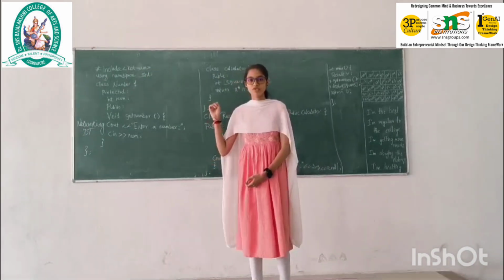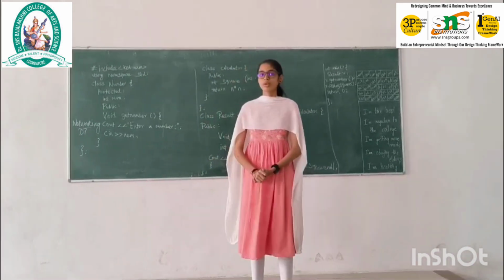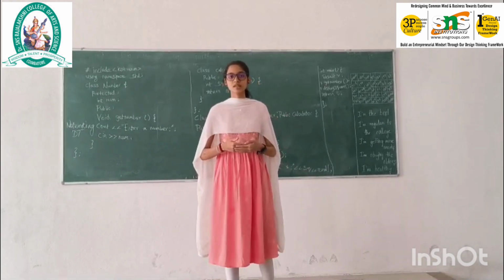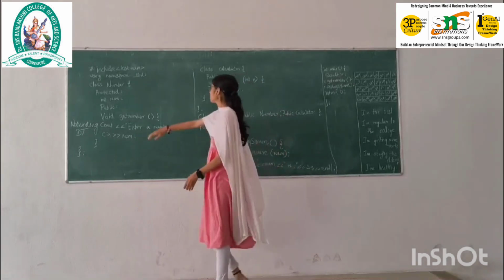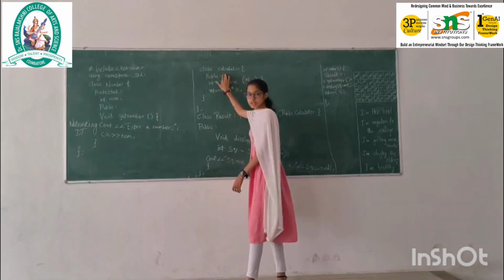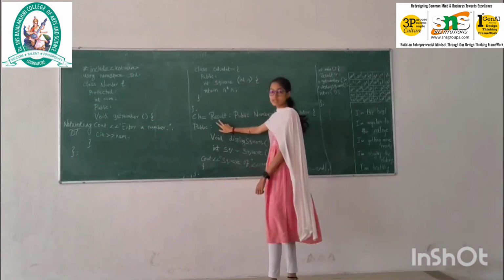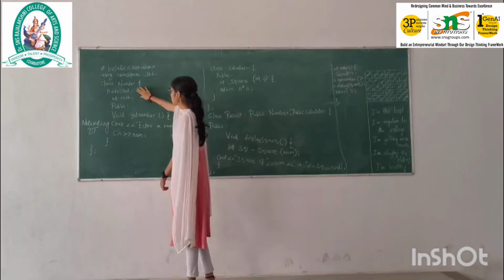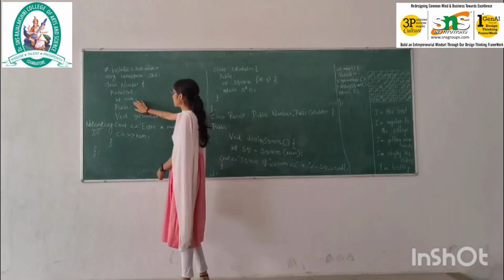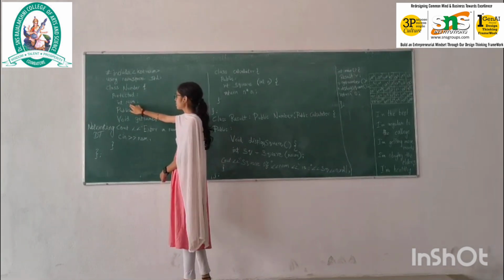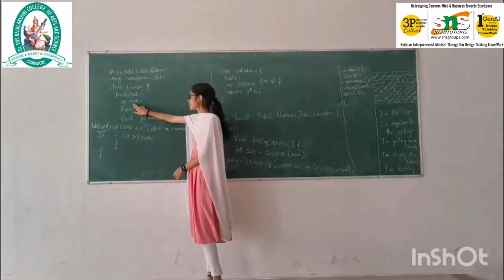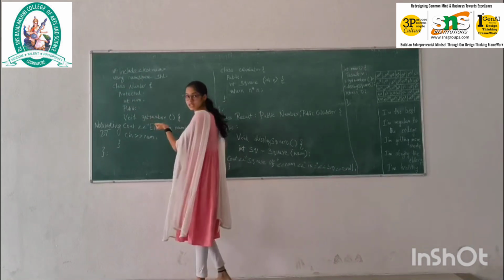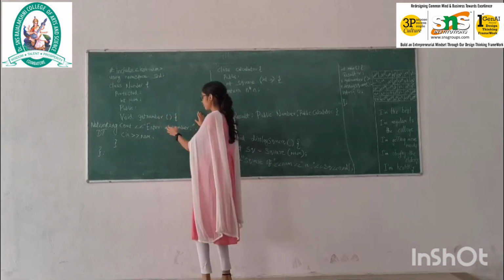This is an example program for multiple inheritance. Multiple inheritance is inheriting from more than one base class. So here class number and class calculator are the base classes, and class result is the child or derived class. Inside the class number we are declaring a variable int num. Since it is an integer, we are declaring it as int num. And using this function get number, we are getting the value for the given number.